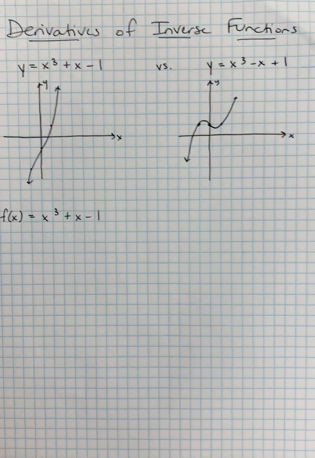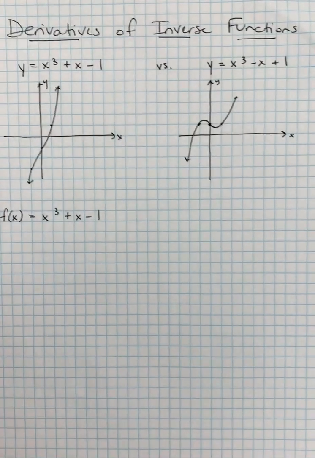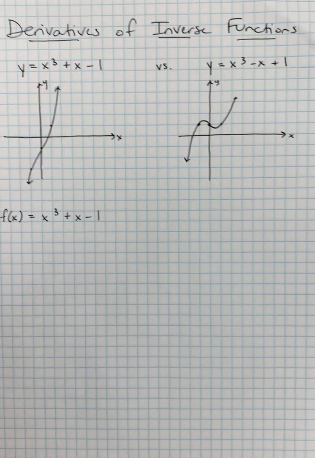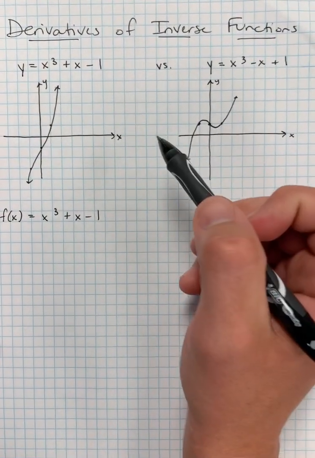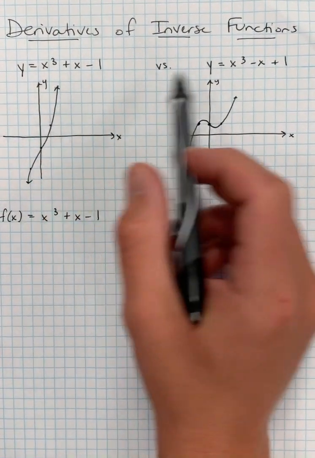So we are going to examine what it looks like to take the derivative of an inverse function. Before we do that, let's first jump in and take a look at what an inverse function is or isn't, when one might or might not exist. So I have two functions to compare.